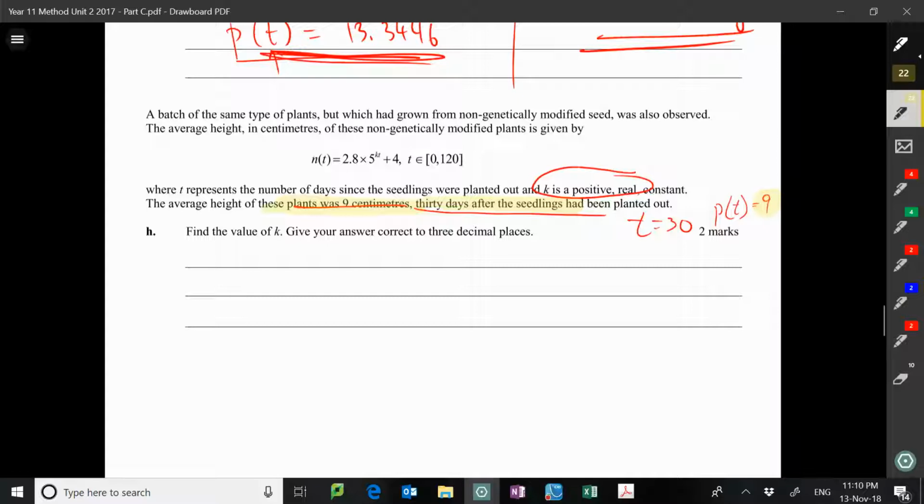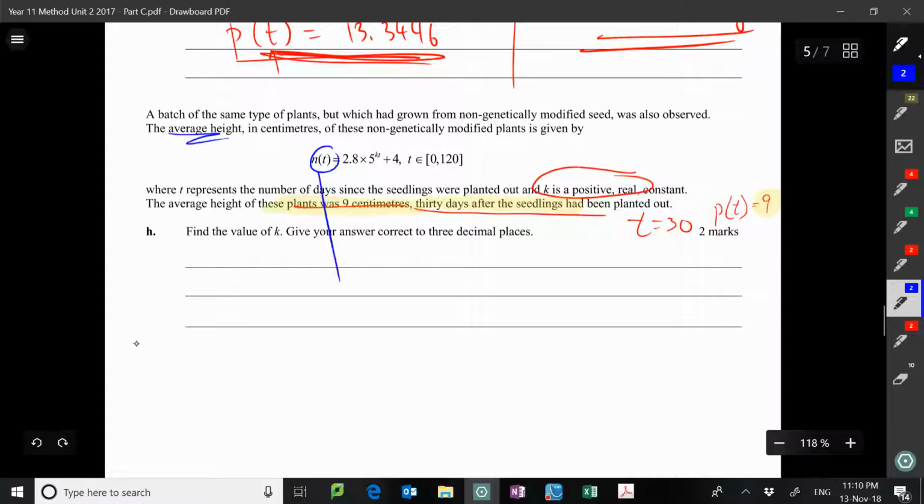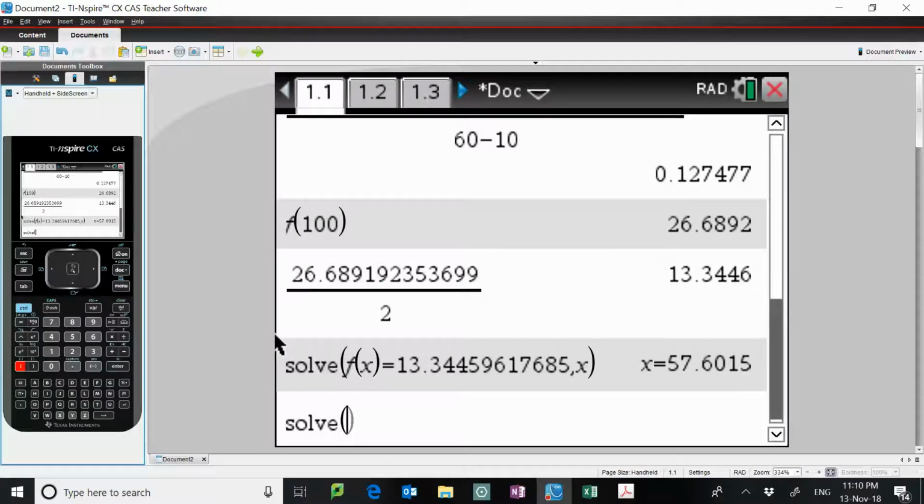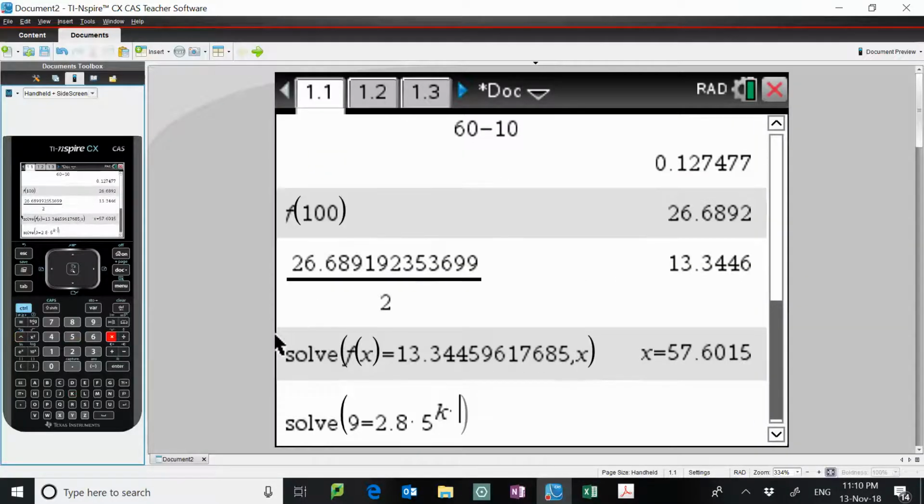So I guess to me, it sounds like you just need to solve this equation. This tells me n is the height, because it says average height in centimeters, so the height 9 is equal to 2.8 times 5 to the power of k times t, which is 30 days, and then plus 4. Do that in your CAS and solve for k. So solve k, which is 9 equals 2.8 times 5 to the power of k times 30 plus 4. Solve for k.